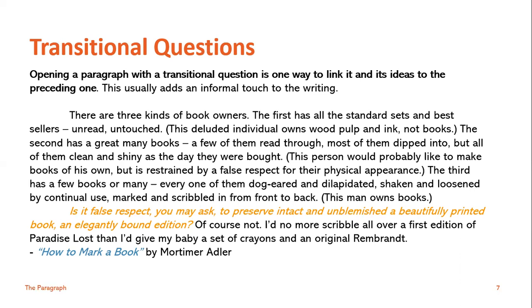The first has all the standard sets and bestsellers, unread, unnoticed. This deluded individual owns wood pulp and ink, not books. The second has a great many books, a few of them read through, most of them dipped into, but all of them clean and shiny as the day they were bought. This person would probably like to make books of his own, but is restrained by a false respect for their physical appearance. The third has a few books, or many, every one of them dog-eared and dilapidated, shaken and loosened by continual use, marked and scribbled in from front to back.